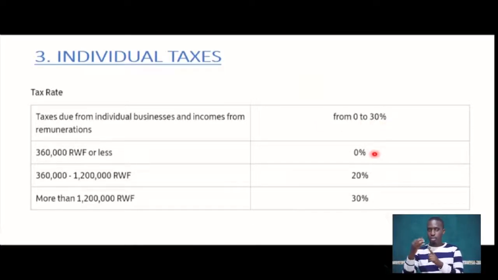You see that one. If you have any business that is worth 360,000, the rate that you have to pay is 0%. And if you have between 360,000 up to 1,200,000 Rwanda francs, you need to pay 20% as tax. And if we have more than 1,200,000, you need to pay 30%. You see, these are what we call individual taxes.